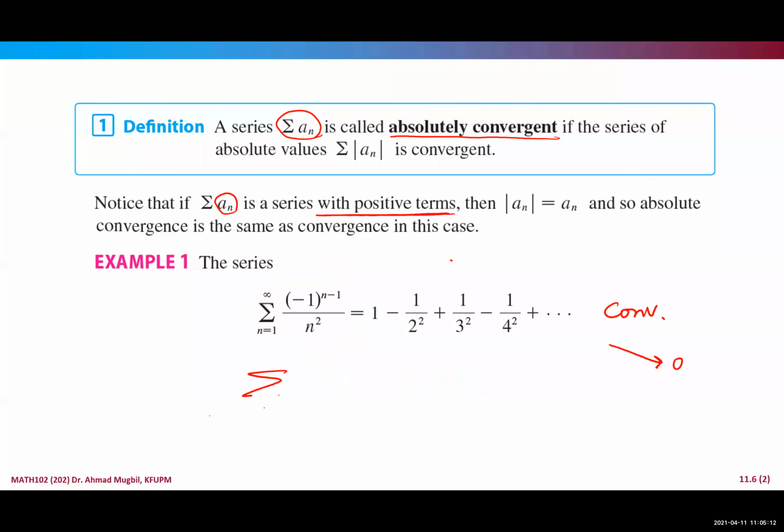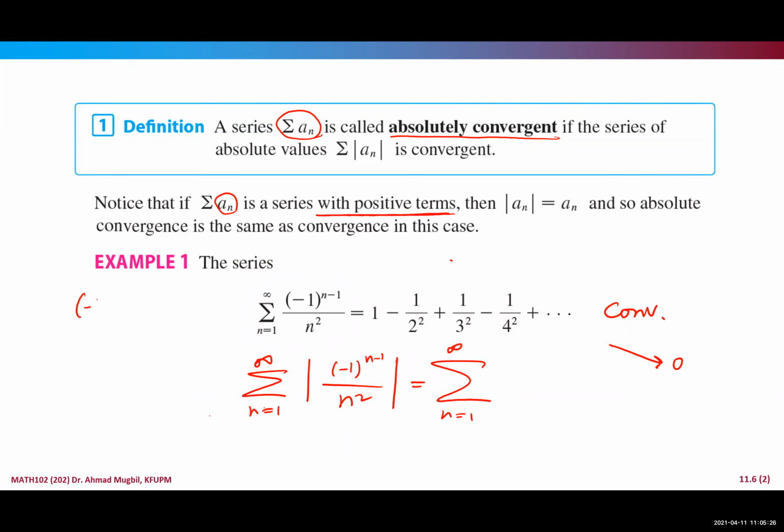To know if it is absolutely convergent or not, just look at the series of the absolute value of the terms. What is the absolute value of (-1) to the power n minus 1, or n plus 1, or whatever? It is always 1, because this is just 1 or -1, and the absolute value of 1 is 1, the absolute value of -1 is 1. So the absolute value of the nth term is 1 over n squared. It is n squared because it is positive.